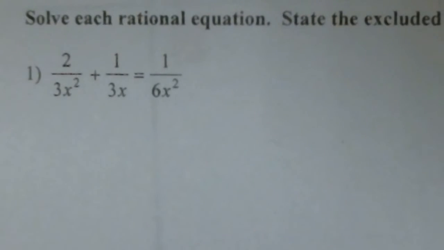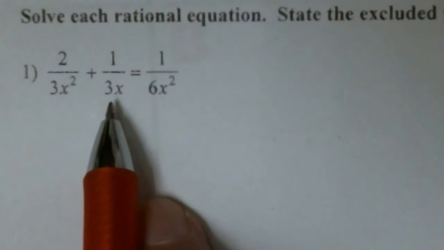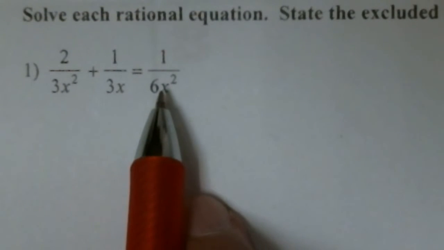I'm going to zoom in a little bit. Okay, solve each and then check for extraneous solutions. Okay, so here I've got 3 different things. I got a 3x, a 3x squared, and a 6x squared. This will be the little guy. That would be the big guy.